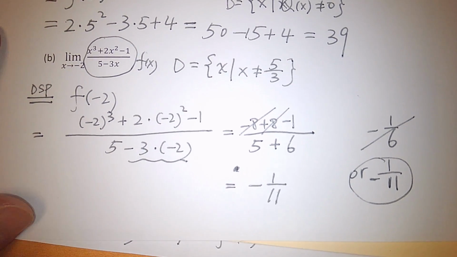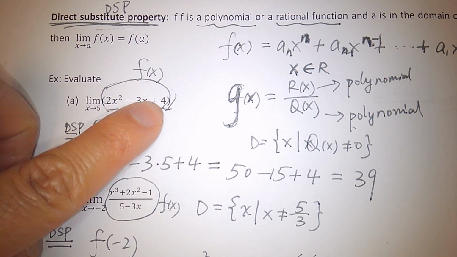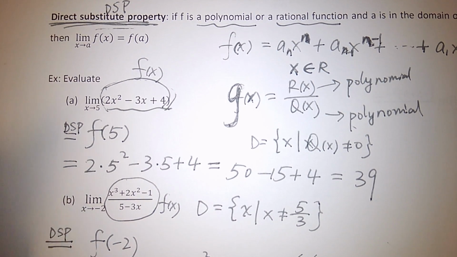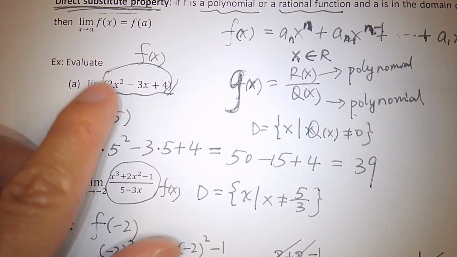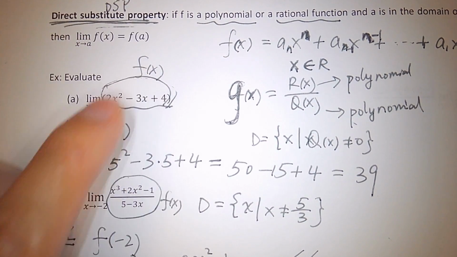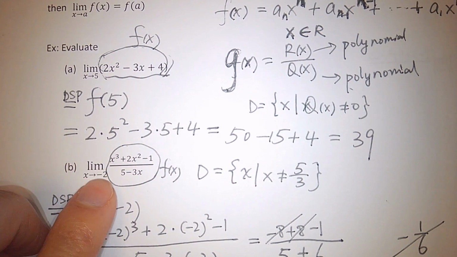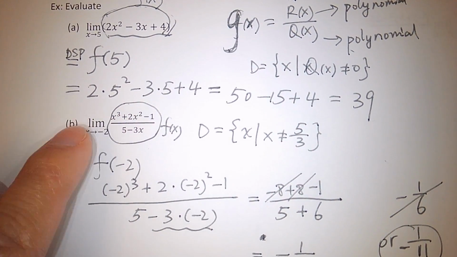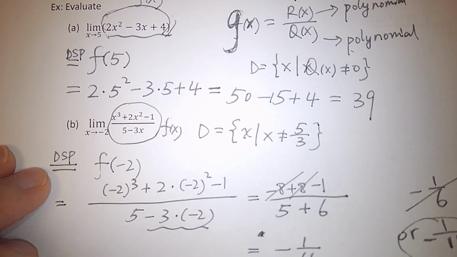So in these two examples, have you noticed that one function is a polynomial and the other function is a rational function? For a polynomial, there's no restriction for x, so we can use the direct substitution property directly. However, for a rational function, we have to make sure that the a that x approaches must be in the domain of the function. Then we can also use the direct substitution property. Okay, so far so good? So this is this property.